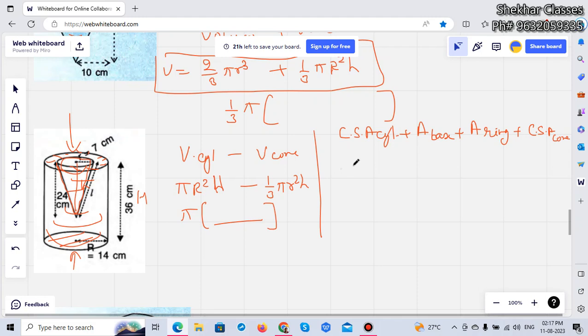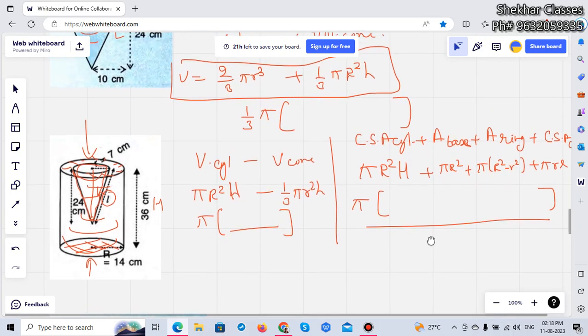So what is the curved surface area of cylinder? Pi capital R square capital H. Area of base, this is base, this is pi R square, fine. Area of ring, this will be pi capital R square minus small r square. Area of cone, that is pi small r L. This is a slanted L. Okay, take whatever is common, reduce it, and whatever comes, substitute the value, and you will get the answer. Is that okay?